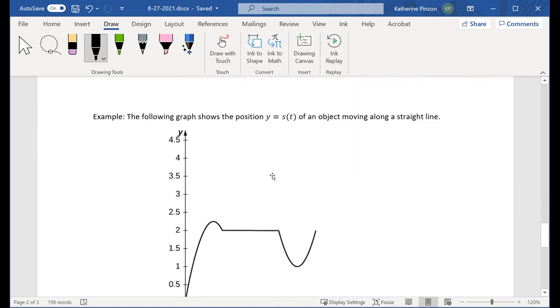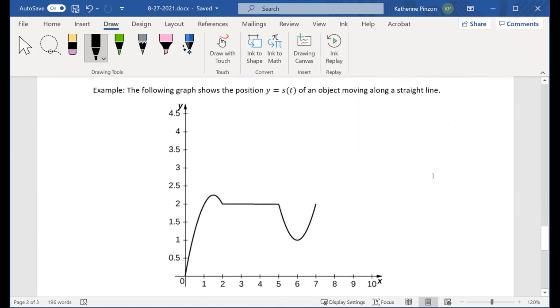Okay, let's do a little bit more interpreting. This graph shows me the position of an object. The object is just moving on a straight line, moving back and forth. That's all it's doing.